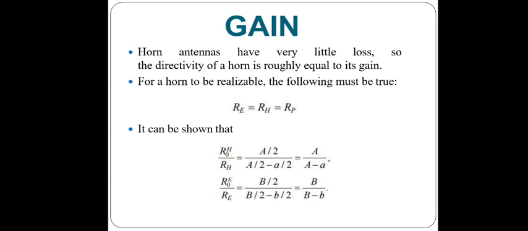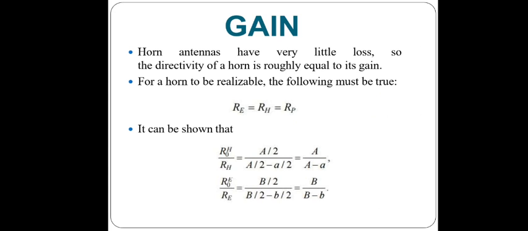We're constructing it like that. Coming to the gain, horn antennas have very little losses. So the directivity of the horn is roughly equal to its gain. So we get the maximum gain. Then the directivity is approximately equivalent to the gain. For a horn to be realizable, the following must be true. The slant length of the E sectorial horn equals that of the H sectorial horn, right? And which is equal to RP.